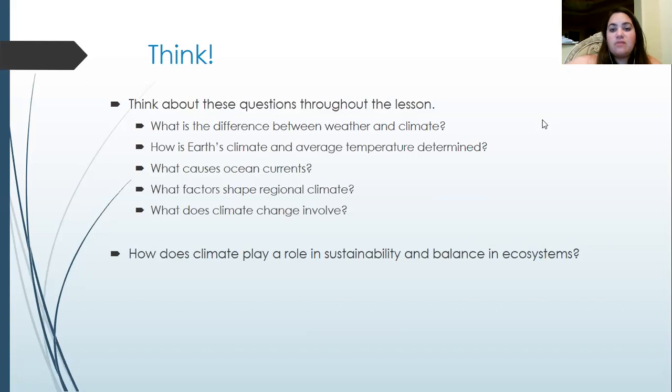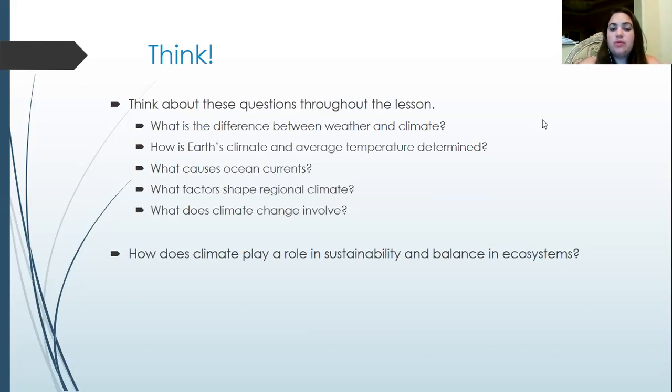How is Earth's climate and average temperature determined? How do we determine climate versus temperature? What causes ocean currents? What causes wind? Okay. What factors shape regional climate? What does climate change involve? These are all things that you need to understand in order to then make good decisions or have this knowledgeable information to understand when people are talking about climate change and what does that mean for us and how are we doing this and why is this a bad thing? Okay. So what does climate change involve?